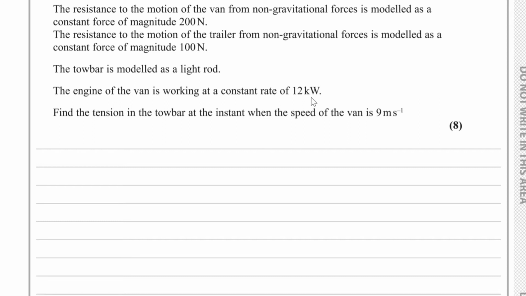And we can find out the driving force because we know the power and we know the speed. So if we consider P equals driving force times by V, then we've got the power 12,000 watts and this is equal to the driving force, which is D, multiplied by V, which is 9.